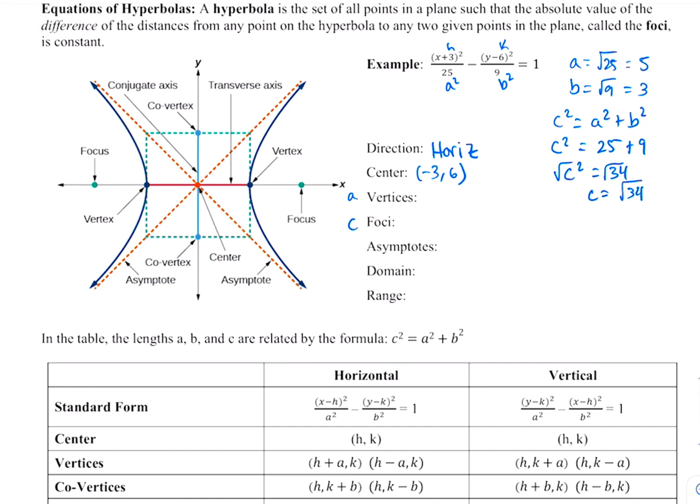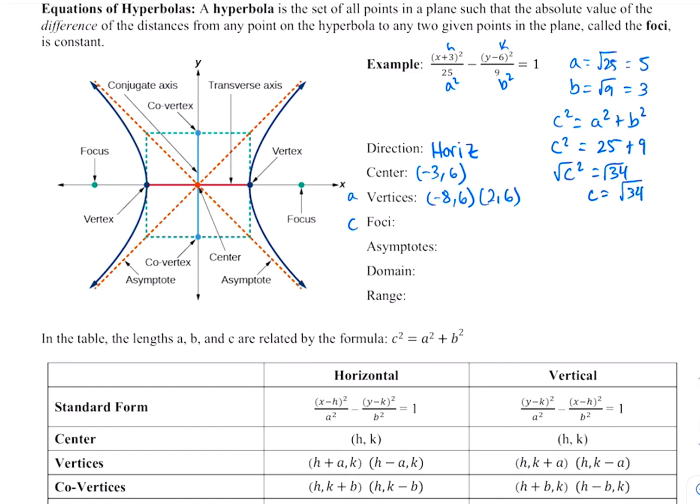So now for the vertices, because it is horizontal from our center, we are going to the left and to the right. So I'm going to add and subtract my a value to the x of the center to get the two different vertices. So -3 minus 5 will give me -8, and then my y will stay the same. And then -3 plus 5 is 2, and then y stays the same again.